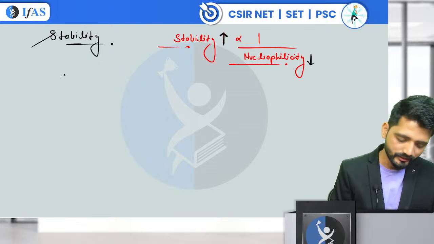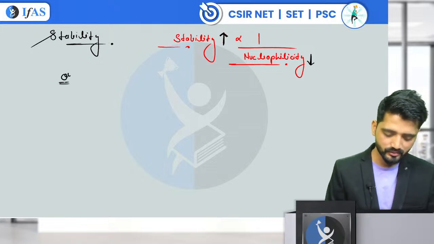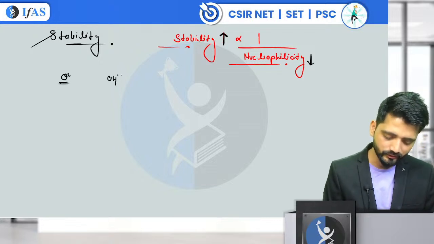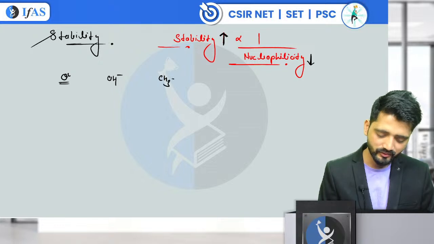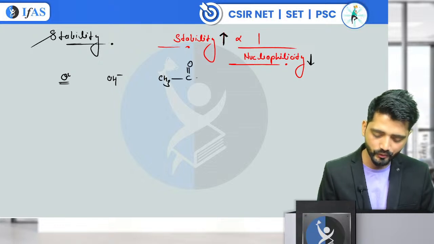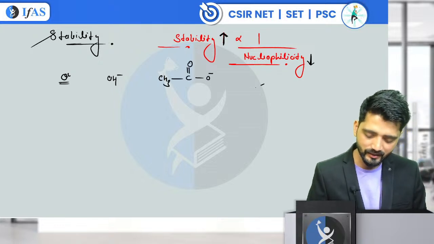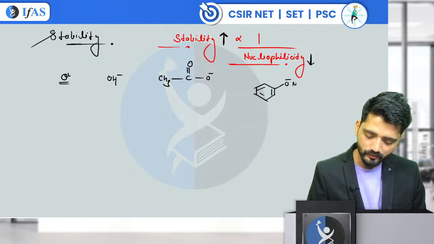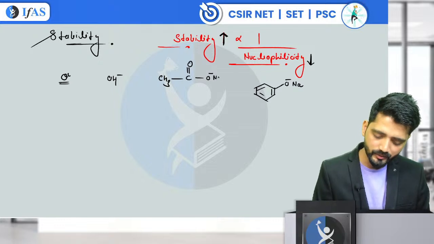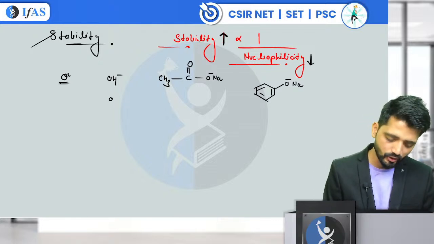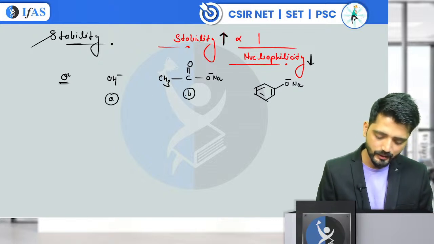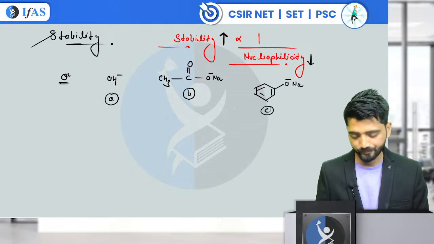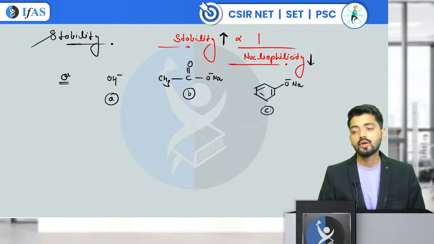Now, in order to understand, we will take some questions also. If we have OH minus, if we have CH3COO minus, we call this acetate ion, and if we have a phenoxide ion. Now, you need to tell me what will be the nucleophilicity order if I am talking about A, B, and C. Tell me, what will be the order?